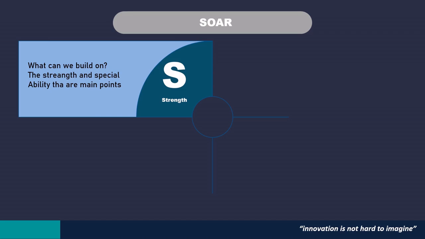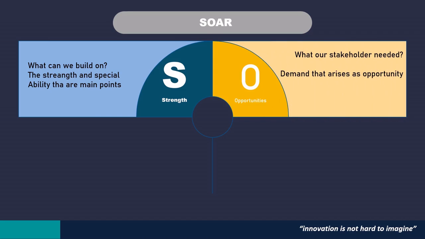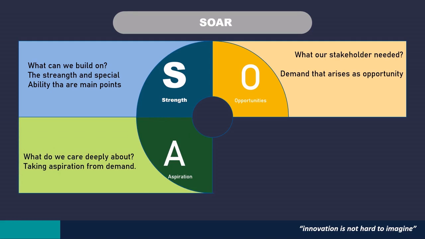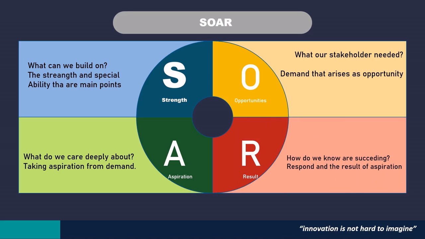Strengths. The strengths and special abilities that are more of a point. And then opportunity. What our stakeholders need. Demand that arises as opportunity. And then aspiration. What we care deeply about. And then taking aspiration from demand. And the final result. How do we know our setting, response, and the result of aspiration?